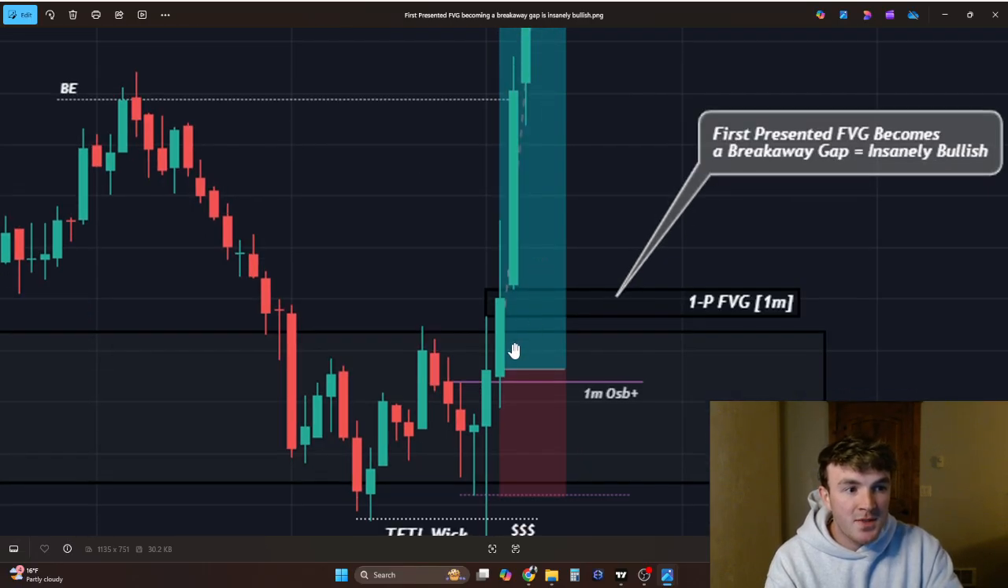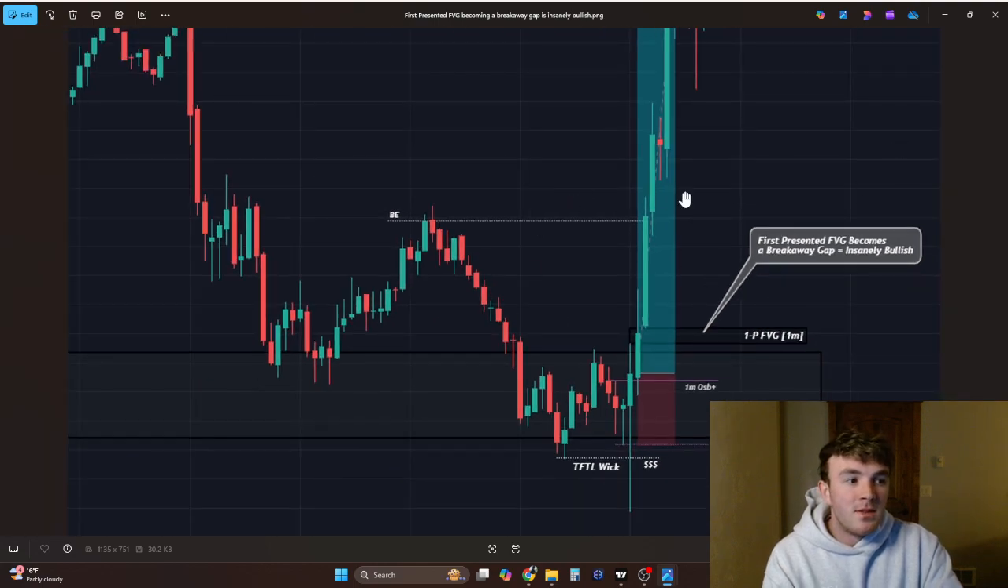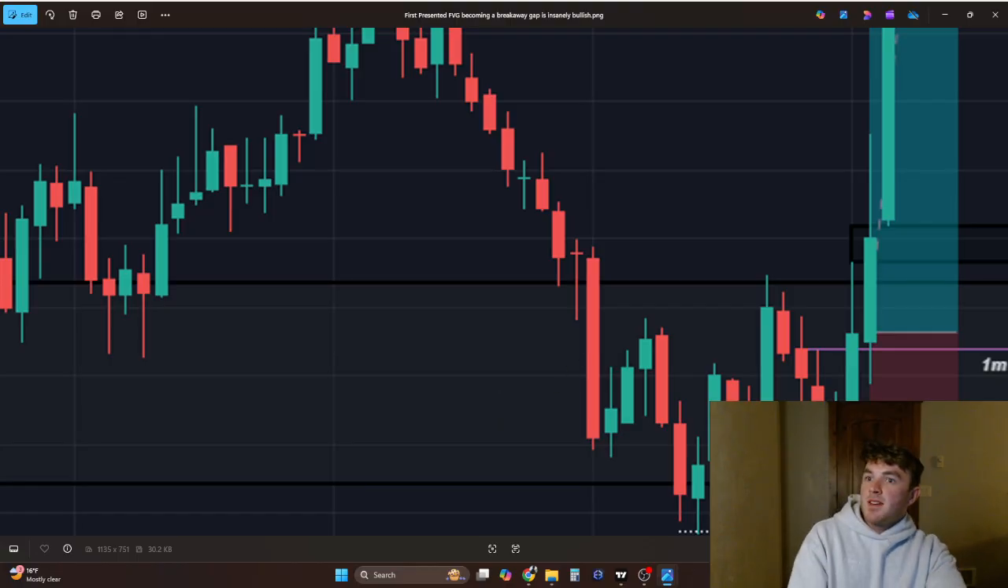If we create the first presented fair value gap, usually a lot of the time we're going to utilize it in some way. If we don't even utilize it, if we leave it as a breakaway gap, this is going to be really, really bullish in this case. So yeah, that's the last thing I wanted to say.